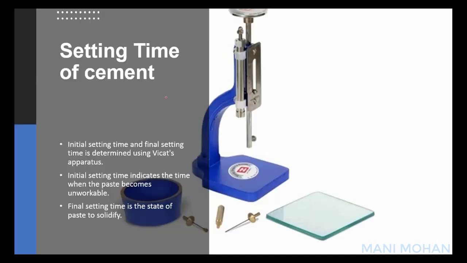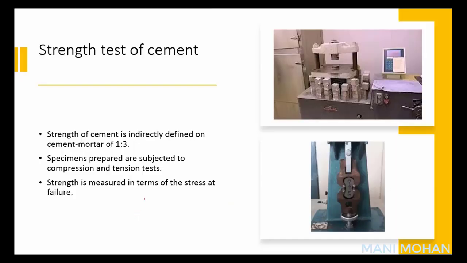Next is setting time of cement. Vicat's apparatus is used to find the setting time of cement, that is initial setting time and final setting time. Initial and final setting time measures the rate of solidification of standard cement paste. Initial setting time indicates the time when the paste becomes unworkable, whereas final setting time is the time to reach a state of complete solidification.